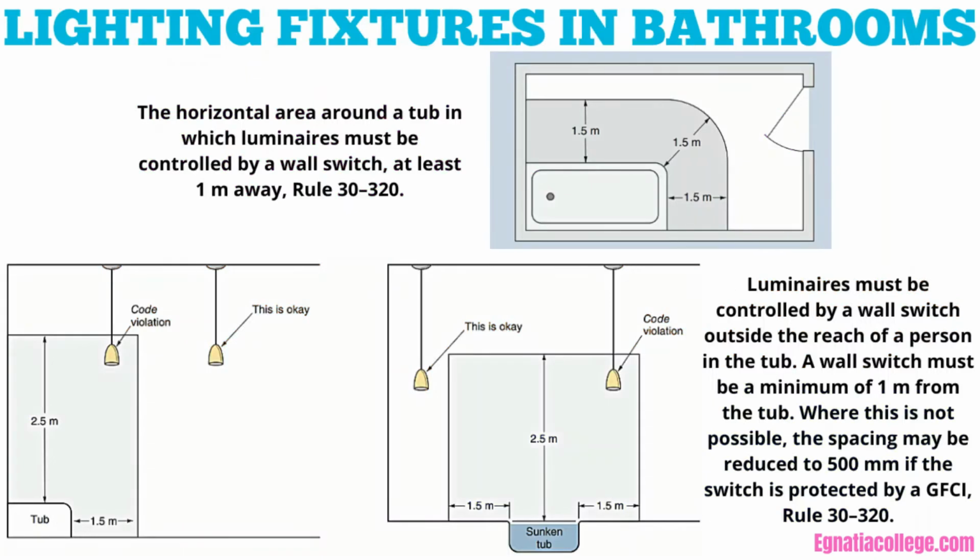Lighting fixtures in bathrooms. Rule 30-321 requires any light fixture, luminaire, or lamp holder that is located within 2.5 meters vertically or 1.5 meters horizontally of bathtubs, laundry tubs, or other grounded surfaces to be controlled by a wall switch.